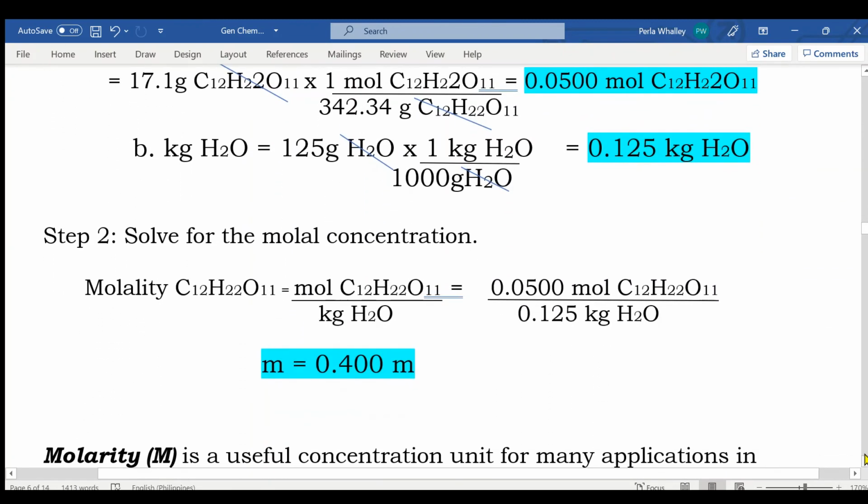Step 2. Solve for the molal concentration. Molality of sucrose is equal to mole of sucrose over kilogram of water. So the mole of sucrose is 0.0500 mole divided by 0.125 kilograms of water. So the final answer is equal to 0.400 molality, or mole per kilogram.